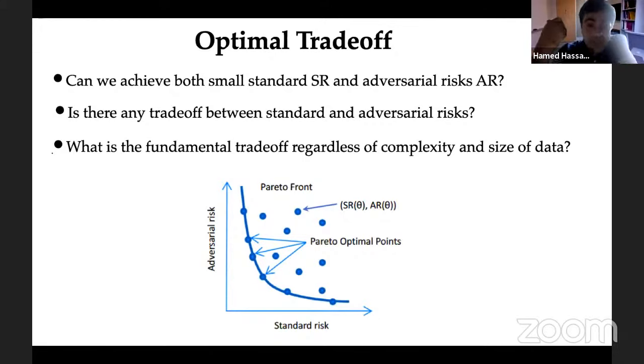Now, in order to understand trade-offs, we need to study the boundary of this region. These are the so-called Pareto optimal points. Every point at the boundary has this property that if you fix one coordinate and try to decrease the other coordinate, you fall out of the region. In other words, these points at the boundary are the optimal points that give us the trade-off between the standard and the adversarial risk. We cannot do better than the points at the boundary, no matter what our model is.